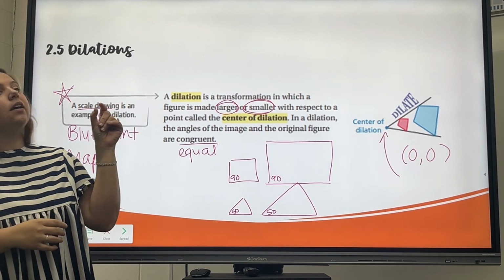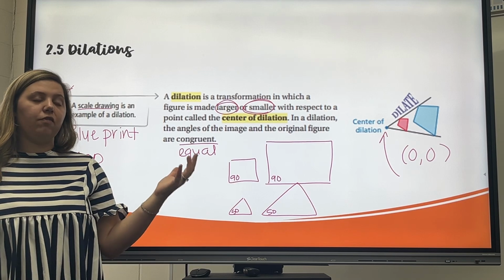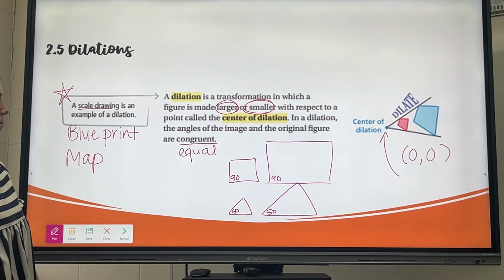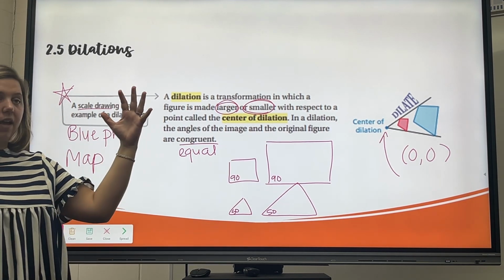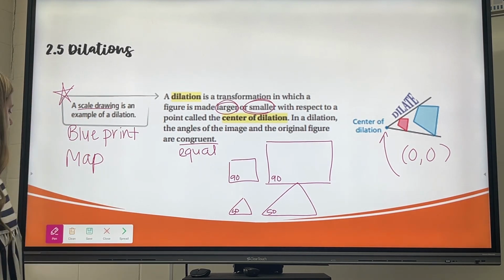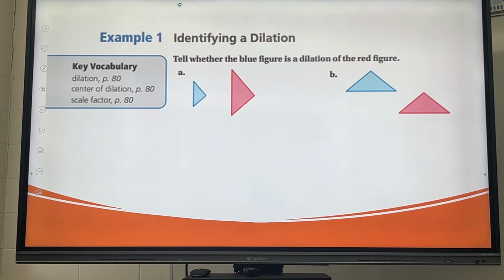So it might say an inch on the map represents 50 miles or something in real life, okay? Probably something more than that, but that's what's happening there. So it's a scale drawing, it represents a dilation, it's a smaller portion of what the true item actually is. Okay. All right, so identifying a dilation.